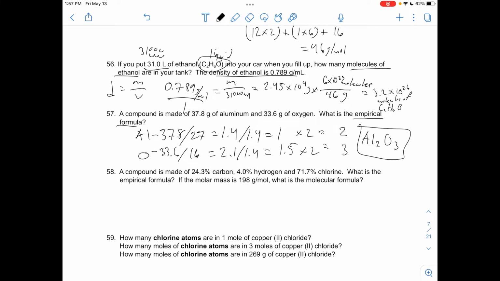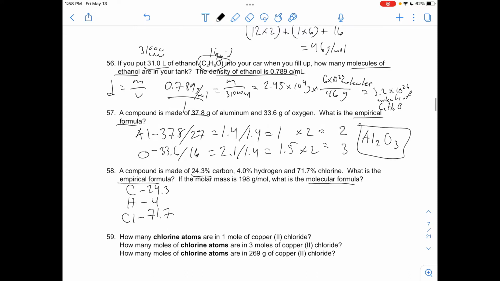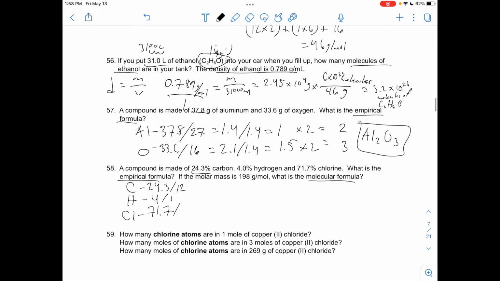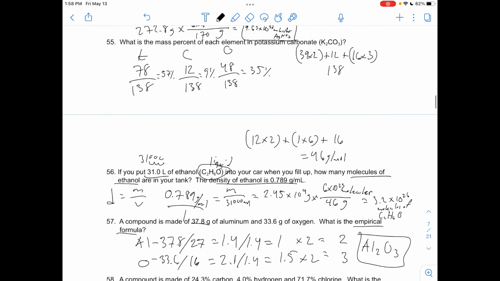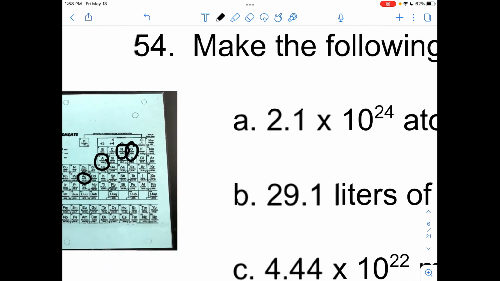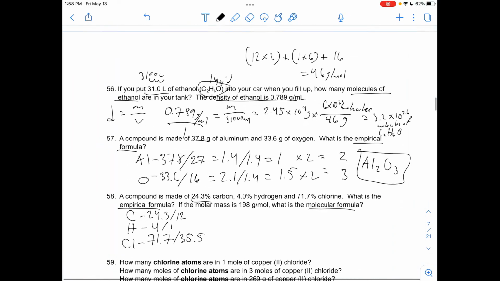Okay, the next problem is another empirical formula. I'm going to write carbon, we have 24.3. If it's percent or grams, we can use the same method. H is 4, chlorine is 71.7. We want to find the empirical formula and then the molecular formula. So I'm going to divide them by the molar mass. Carbon is 12, hydrogen is 1, chlorine is 35.5, I believe. Let's check on that. Yeah, 35.5.